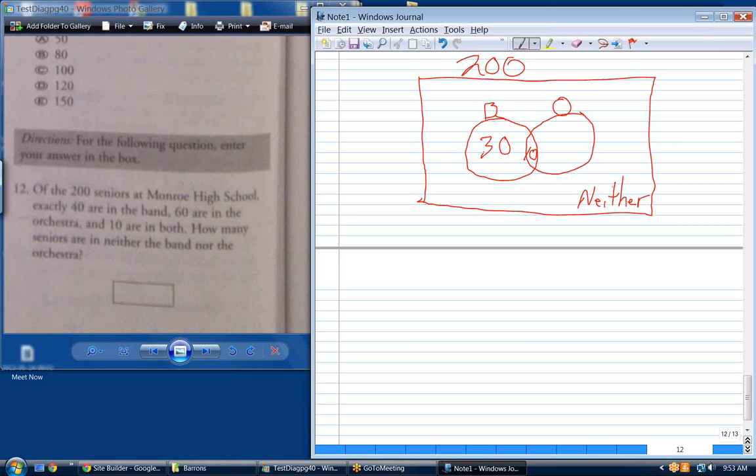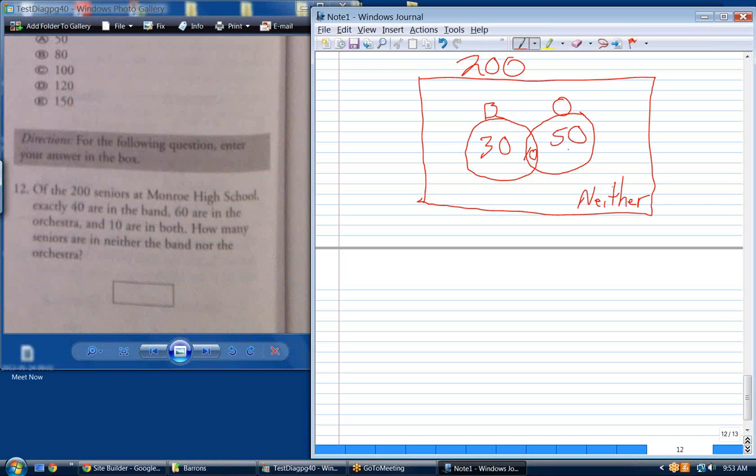When I put the number in this part of the Venn diagram, I'm only using this amount. In other words, I'm separating the both from the ones that are in band only. So 30 would be in band only. And 60 are in the orchestra, but 10 are in both, so there must be 50 orchestra only. So this has to be 50.